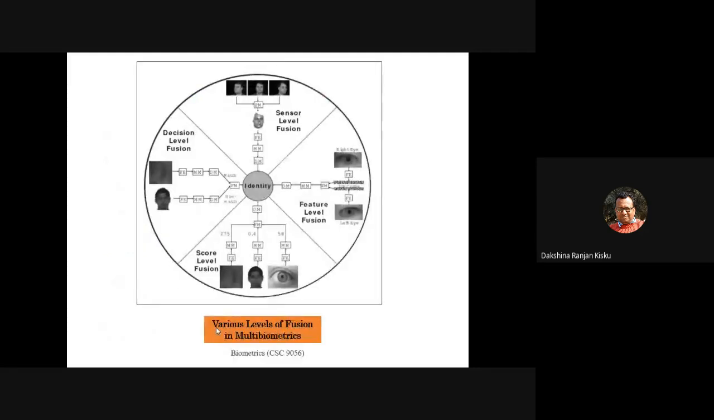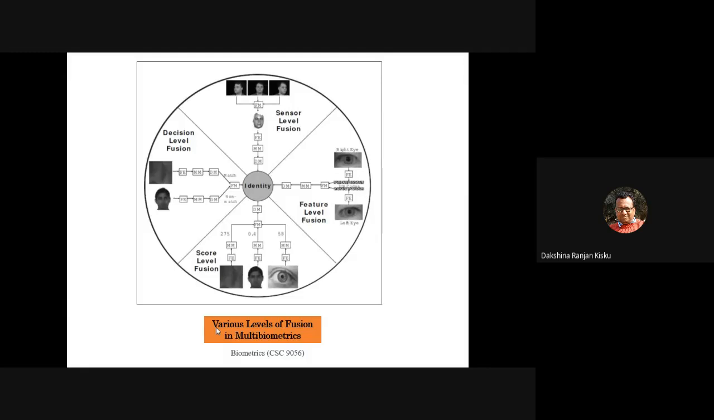Now we will see the different levels of fusion in multibiometrics. The fusion of multibiometric systems can be divided into five categories. The first is sensor level fusion, then feature level fusion, score level fusion, decision level fusion, and another level is rank level fusion, which is not shown over here. So we can have five different levels of fusion. What happens in sensor level fusion? Sensor level fusion means we use the raw biometric data for fusion.